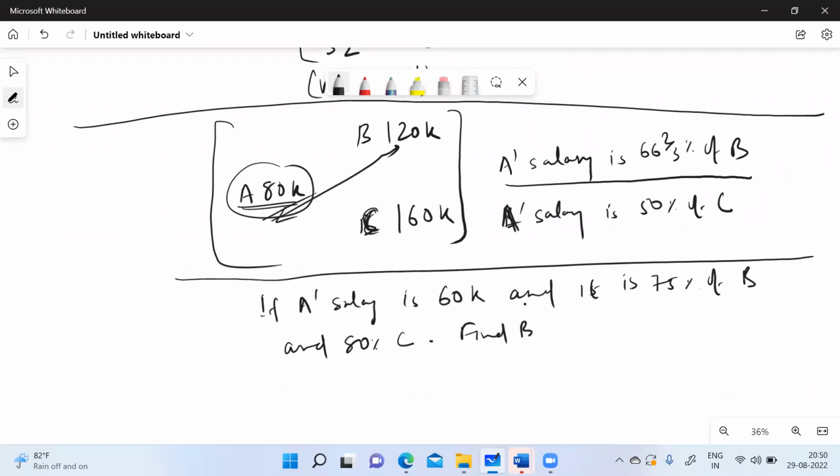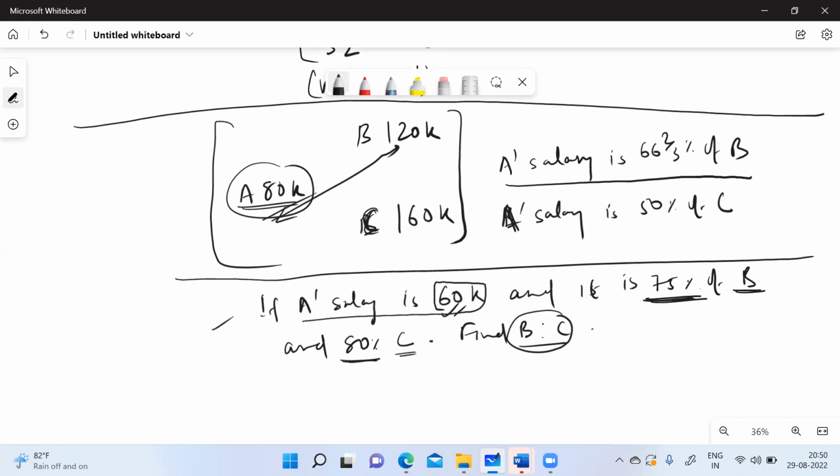Find the ratio of B's salary to C's salary. So in this question, you can see there are two percentage values, 75% and 80%. But for these two percentage values, the base values are different, because A's salary is fixed. The value for which percentage has been calculated is 60,000. That is the same for both cases. But there are two base values, the salaries of B and C. So the same number can take different percentage values with respect to different bases.